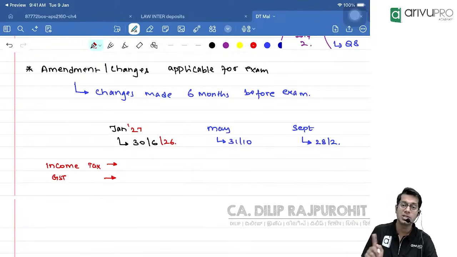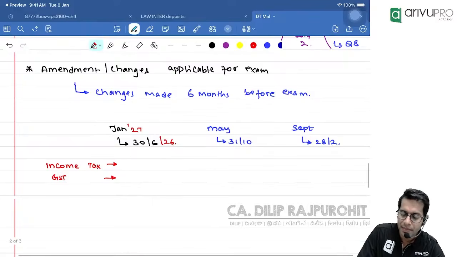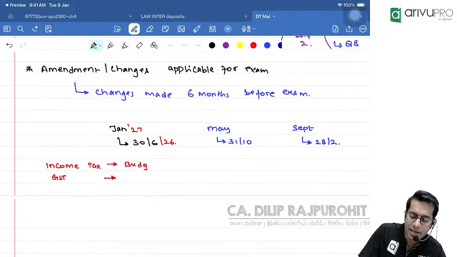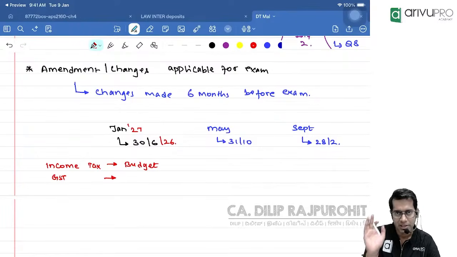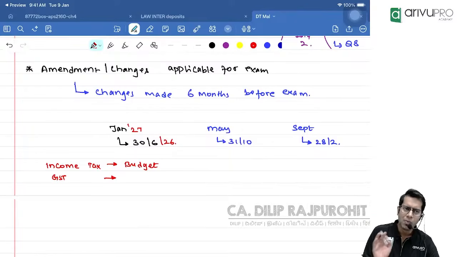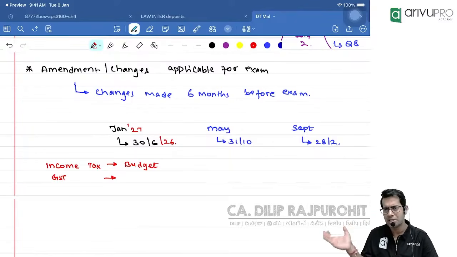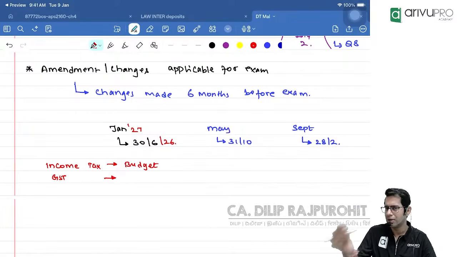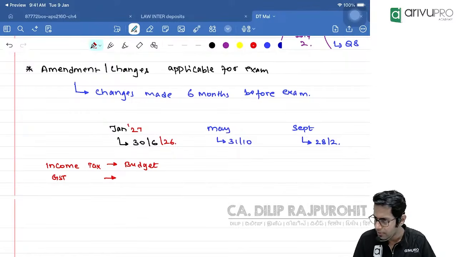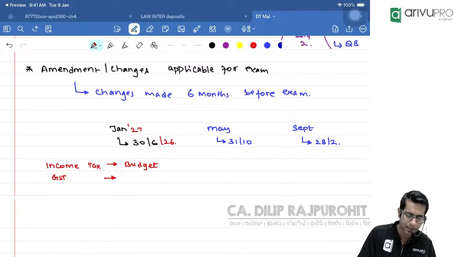Changes or amendments under income tax law happen normally once in a year, whenever the budget happens. Every year the budget happens in India, on 1st or 2nd of February. On the day of the budget, they normally make the changes, and mostly the changes made in the budget are related to income tax. Whatever changes they have made in the budget, those changes only will be there for the entire year, meaning for all the 3 attempts you have to study those changes only.